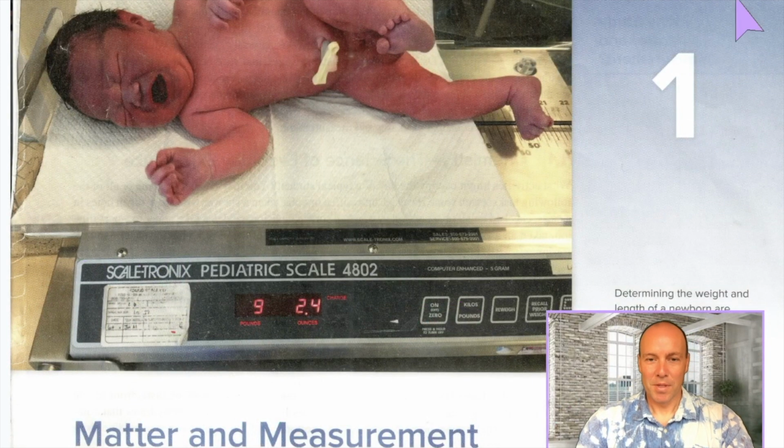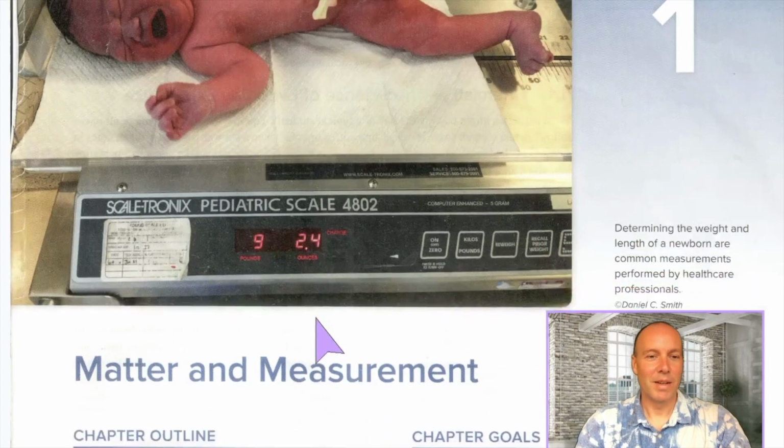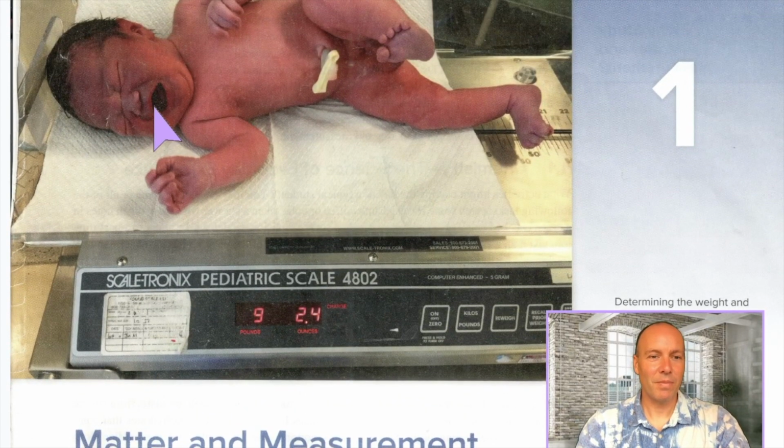So here's Janice Smith's Chapter 1 in the textbook. This is the cover page, Matter and Measurement. You can see a picture of a baby. The baby is being weighed on a scale. So the baby is a form of matter, a type of material makes up the baby, and the baby is being measured, more specifically being weighed. 9 pounds, 2.4 ounces, so a little on the hefty side, but nice looking baby. Looks like it's crying.